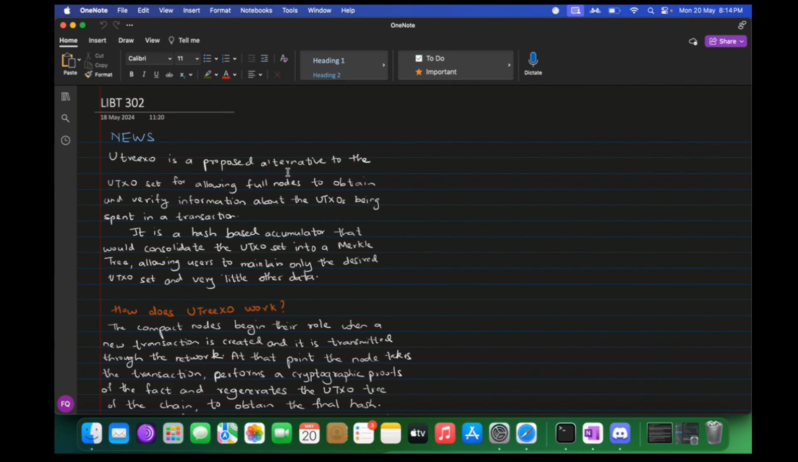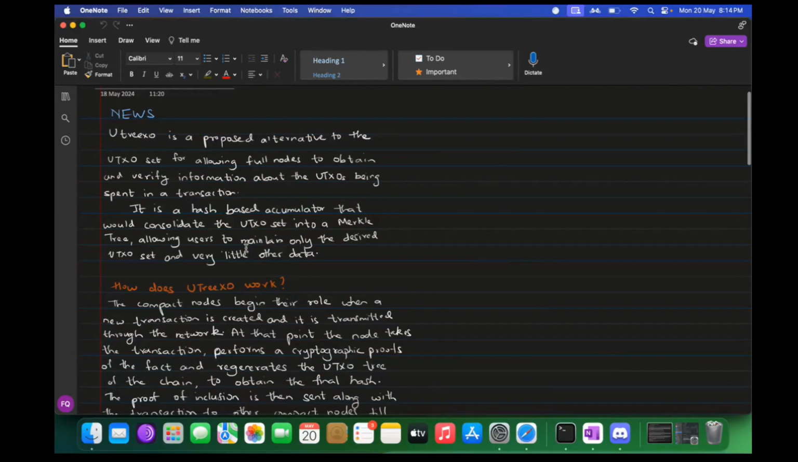UTreeXO is a proposed alternative to the UTXO set for allowing full nodes to obtain and verify information about the UTXOs being spent in a transaction. So you don't have to maintain the entire UTXO set. That's what UTreeXO aims to achieve: without maintaining the entire UTXO set of 12 GB, you should still be able to validate a transaction and act as a full node. It is a hash-based accumulator that would consolidate the UTXO set in a Merkle tree, allowing users to maintain only the desired UTXO set and verify all other data.